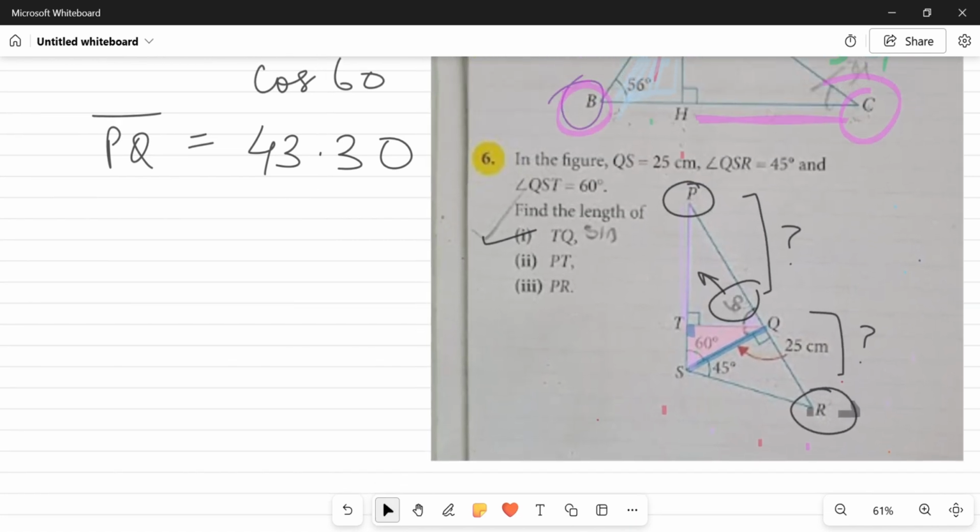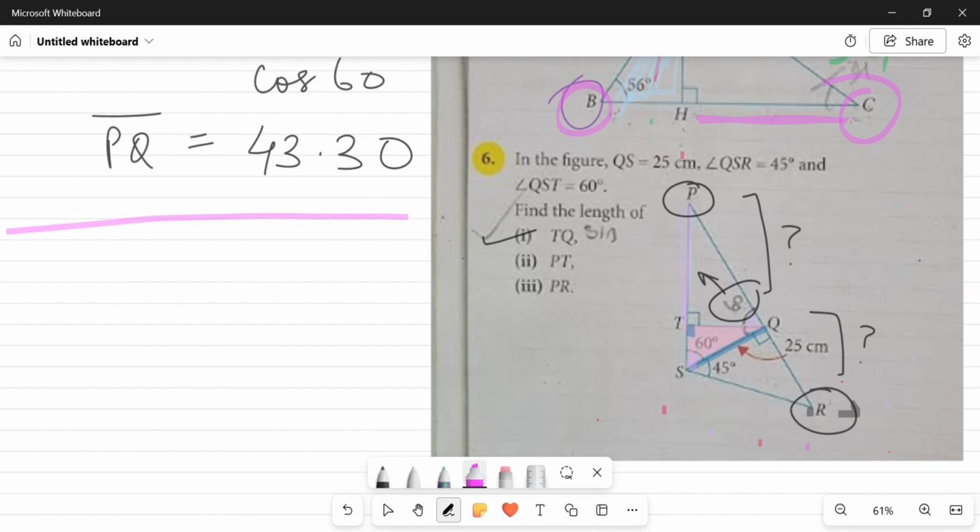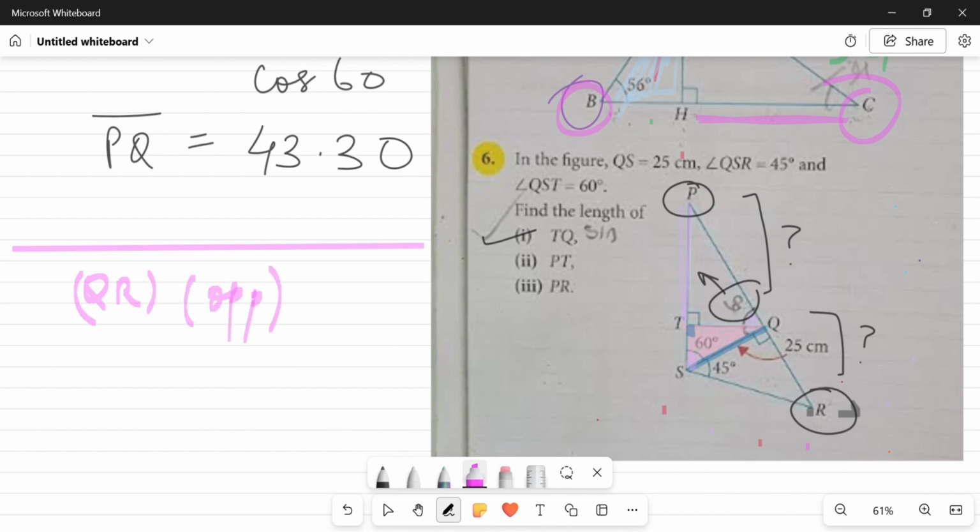For the second part, the last right-angle triangle, we have an angle of 45 degrees. We have the adjacent side, SQ, which is 25 centimeters, and we need to find the other side, QR. QR is opposite to 45 degrees, and this we need to find out, so this is the question mark.